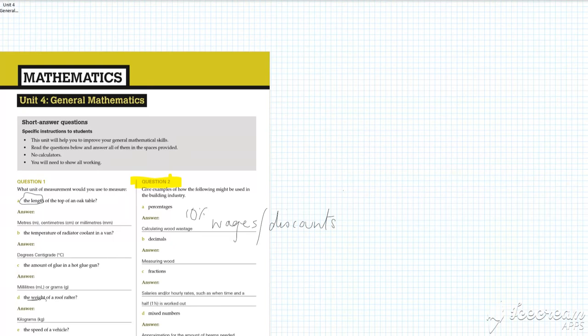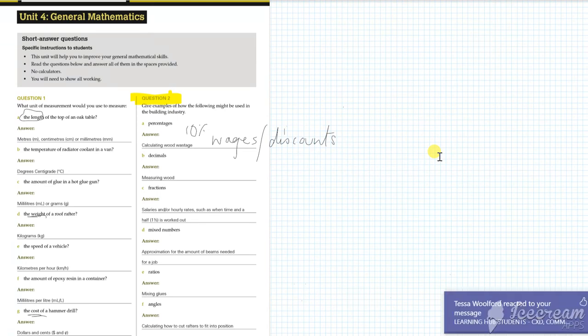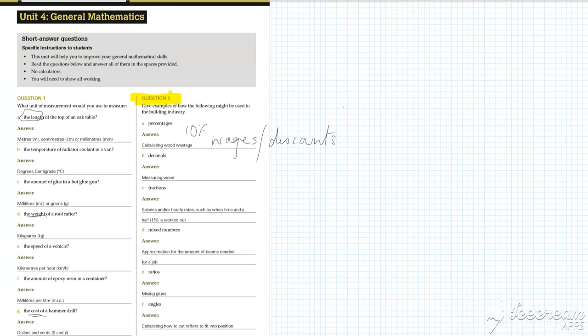Decimals, they were talking about measuring, absolutely. Lots of measuring in carpentry. Fractions, they're talking about they might be doing salaries and hourly rates. The other thing is that you might use fractions when you're picking up different materials. So it might be that you're picking up different thicknesses of wood, and they're sometimes in fractions.